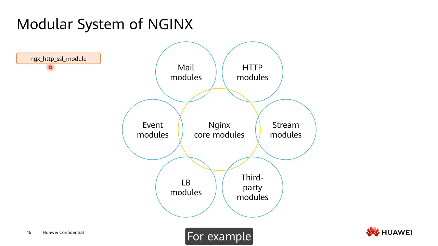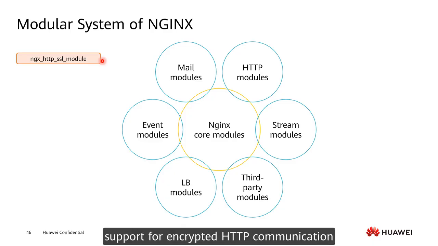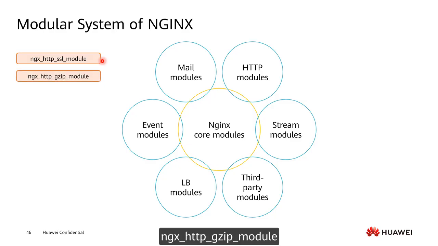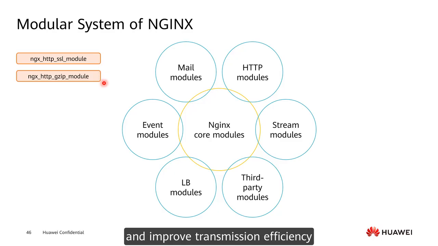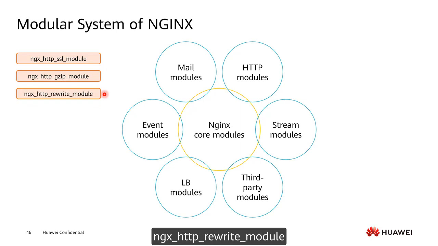For example, the Nginx HTTP SSL module provides SSL and TLS support for encrypted HTTP communication. The Nginx HTTP gzip module provides gzip compression to reduce the size of responses and improve transmission efficiency. The HTTP rewrite module provides the URL rewriting function to modify URLs based on specified rules.